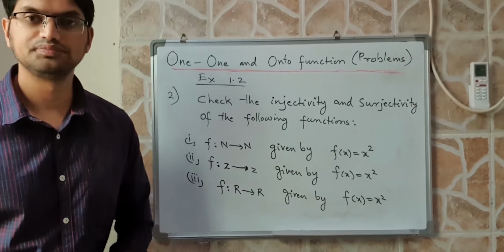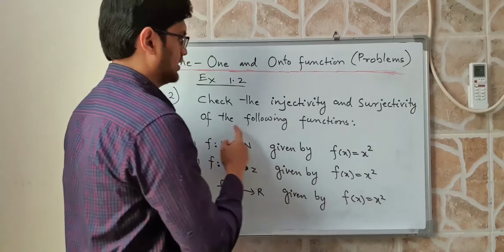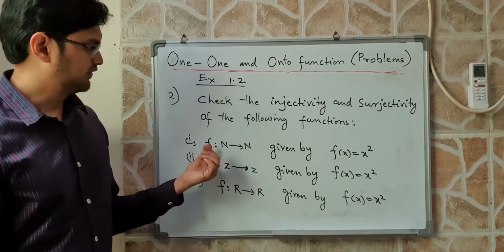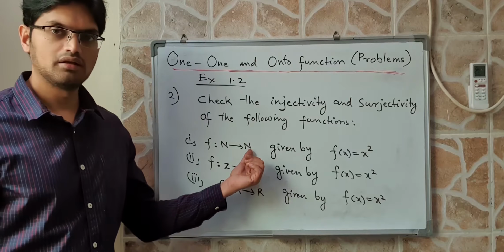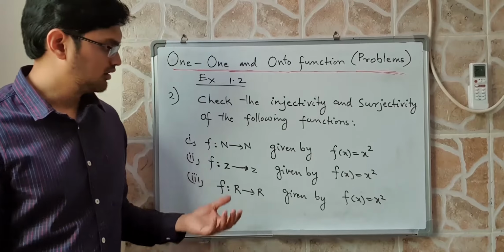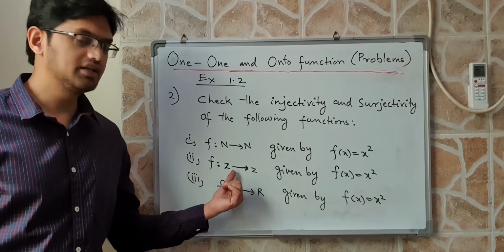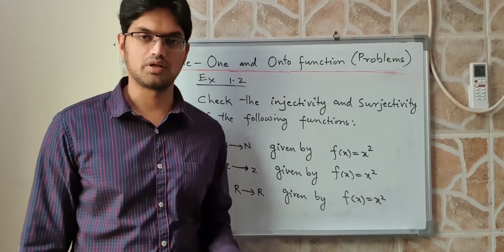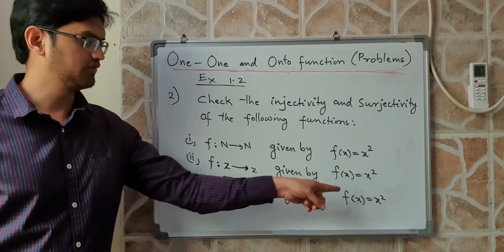Here is the problem. Check the injectivity and surjectivity of the following functions. The function f is from natural numbers to natural numbers. It is given by f of x equal to x square. Again, the second one also, f is a function from integers to integers, and it is given by f of x equal to x square. The third one, real numbers to real numbers, the function is the same.